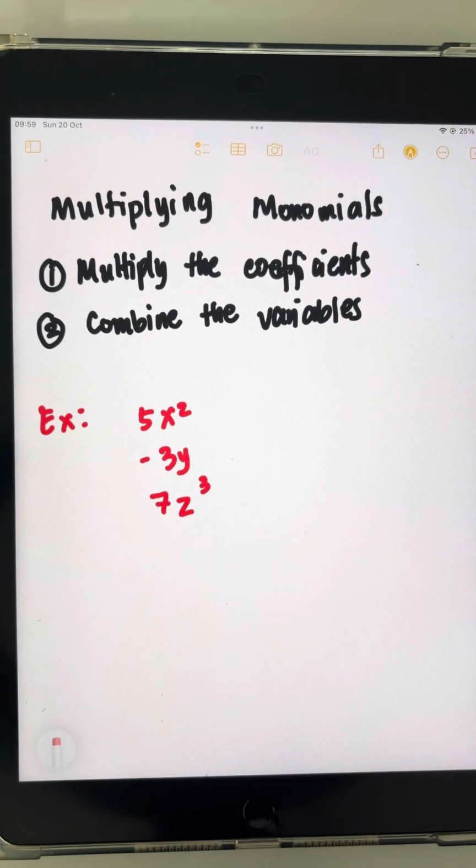Last week we already finished monomials, adding monomials, and binomials, and you already know the degree, coefficients, variables, and all of these things. So now we'll be talking about multiplying monomials.